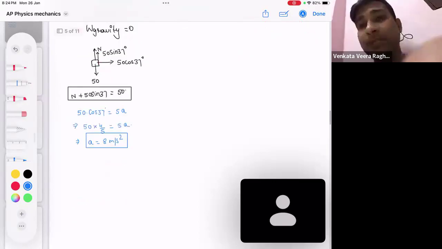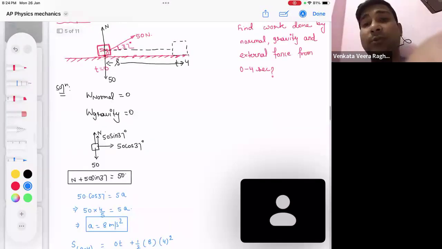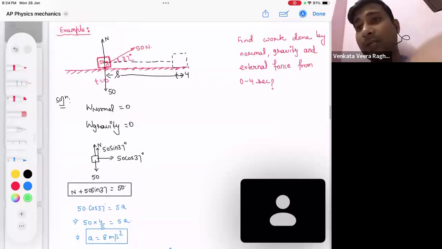So from 0 to 4 second, what will be the displacement? Starting from rest, it is ut plus half a t square, acceleration is 8, time is 4 square. So how much are we getting? 16 into 4, 64 meter we got. Now the third force, the work done by that external force, how much will it come?